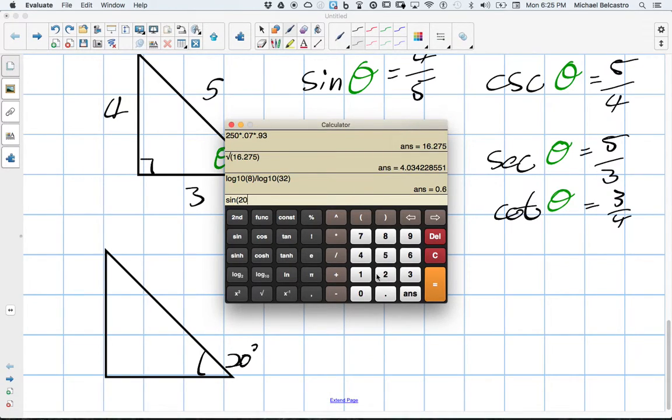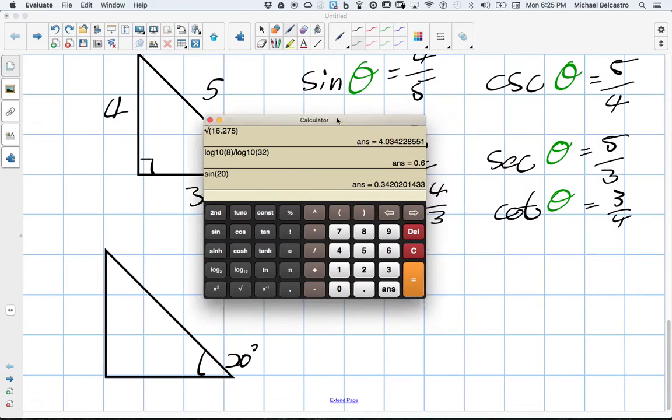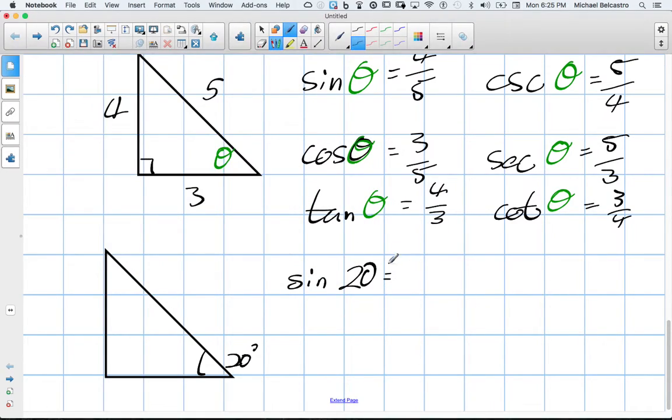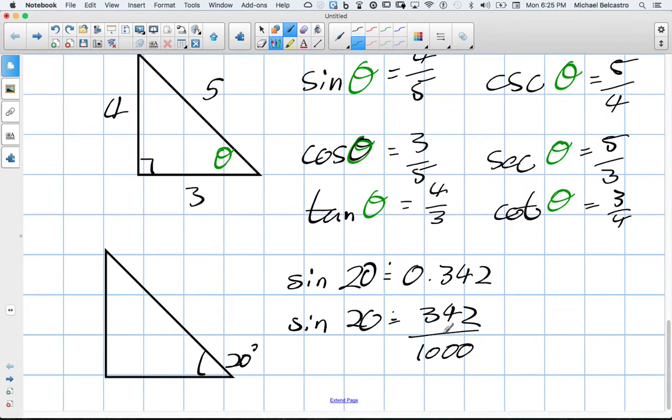Sine 20. Okay, so look at this. 0.342. That's approximately 0.342. Well, I can kind of turn this into a fraction, right? A ratio is essentially a fractional idea. So there's 3 decimal places here, so I could also say that sine 20 is equal to approximately 342 over 1,000. Then I can go about all the stuff of reducing it. We're not going to focus on that.